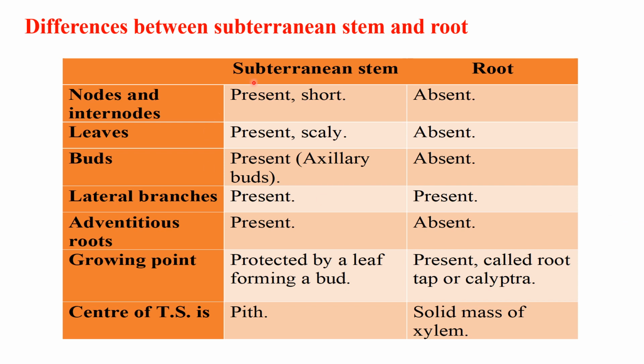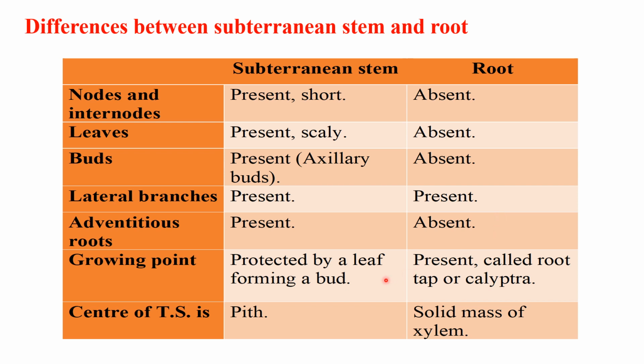And finally, this is a brief comparison of the differences between subterranean stem and subterranean root. At first, we can see that nodes and internodes are present here in subterranean stem while they are absent in roots. Also, scaly leaves are present in subterranean stem and absent in root, as well as the axillary buds, present here and absent in root. The lateral branches can be present in both of them. Adventitious roots are present only in subterranean stem while absent in subterranean roots.